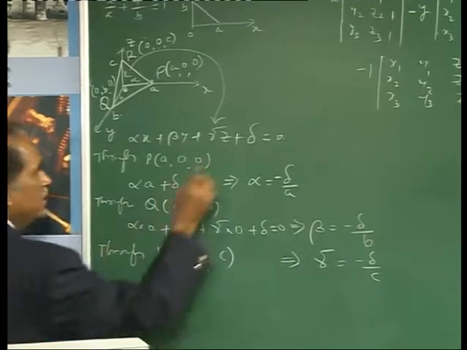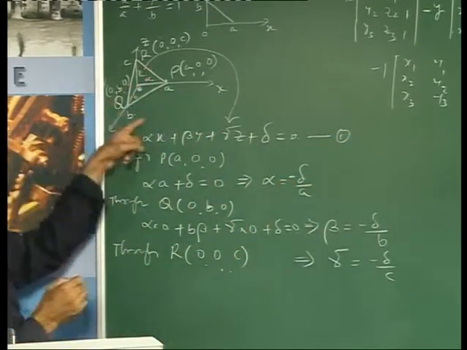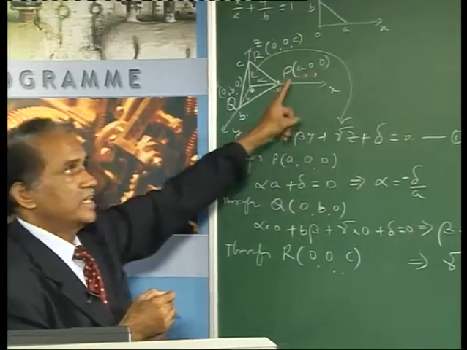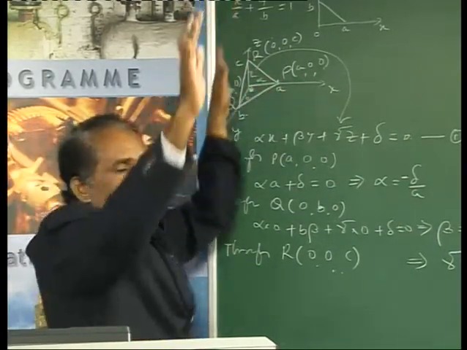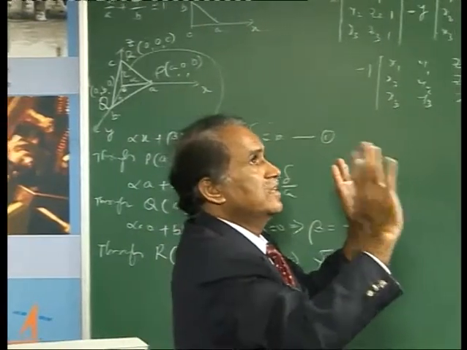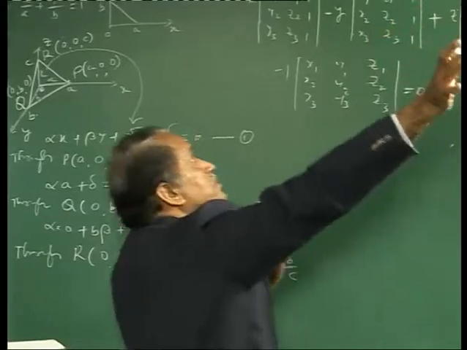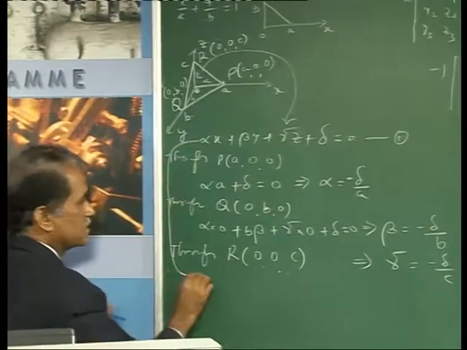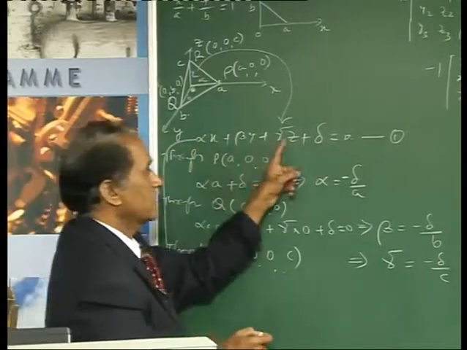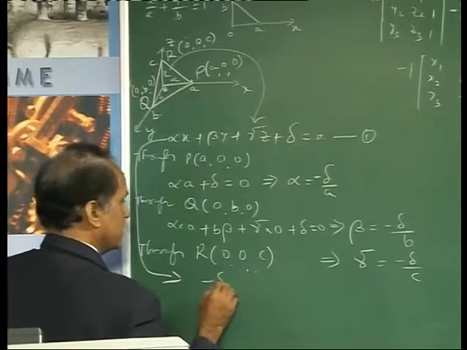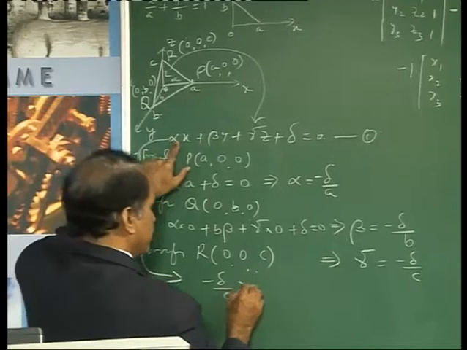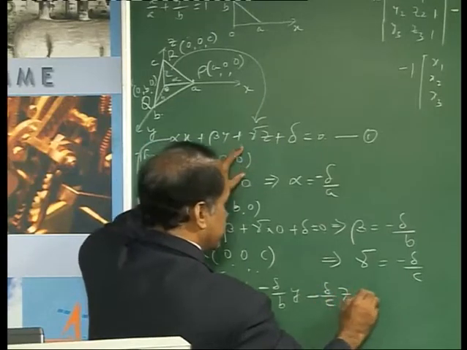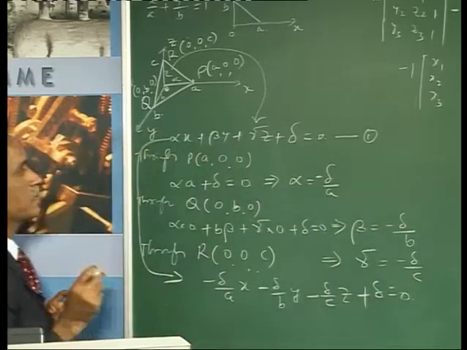Now, the equation which represents this strip touching that ceiling, touching this wall and touching this wall is nothing but a surface, completely. This is a surface which is intersected by these two, and by the ceiling. Then all these values which you calculated, alpha, beta, gamma, you substitute here: minus delta by a in place of alpha, x, minus delta by b y, minus delta by c z, plus delta equal to 0.